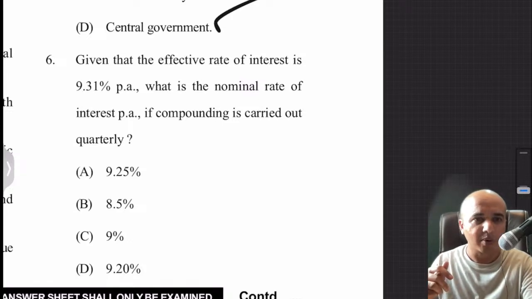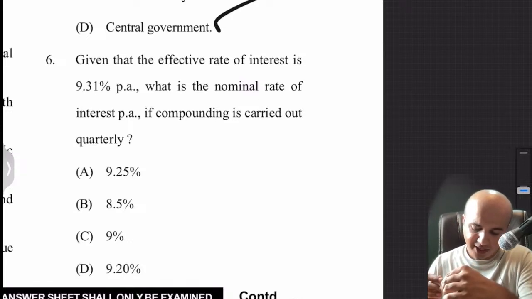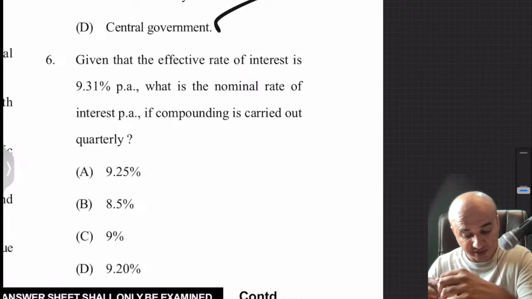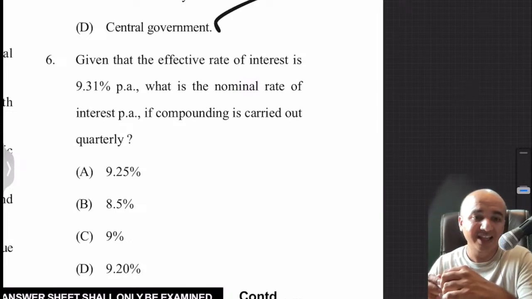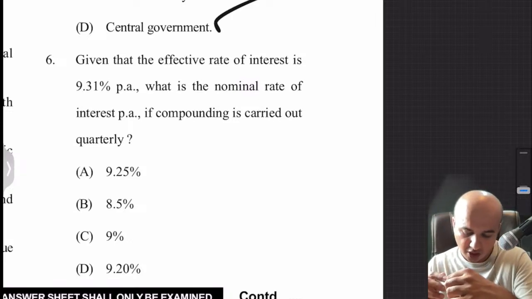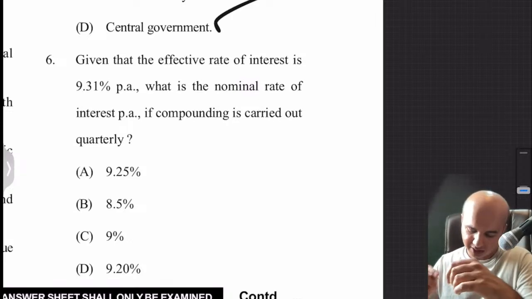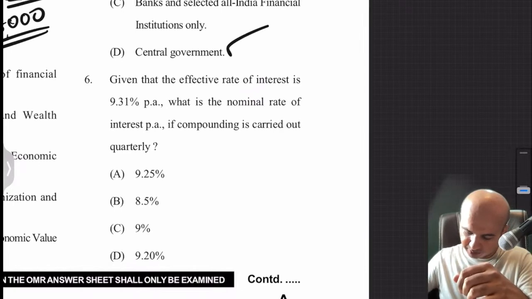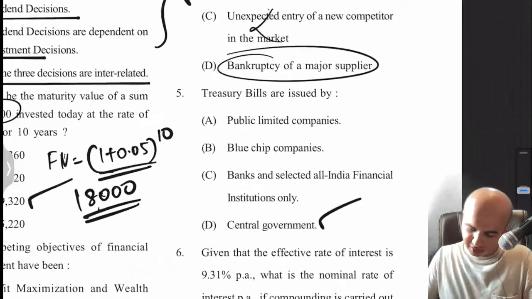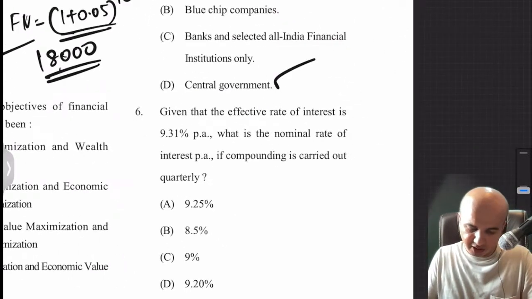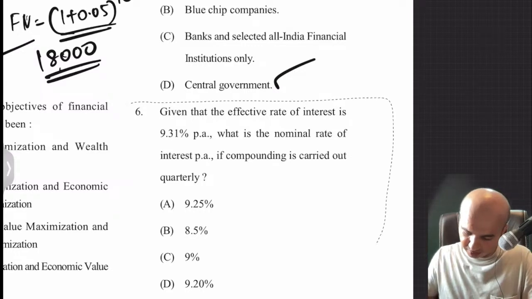Okay, here is a problem. Given the effective rate of interest is 9.31%, what is the nominal rate of interest if compounding is carried out quarterly? Okay, so let us solve this. Let me just open a page here. So now the question is asking about, let me just go back, try to copy this.